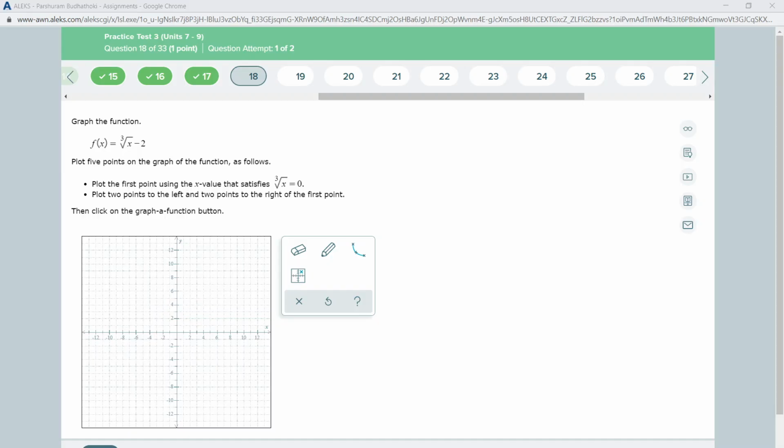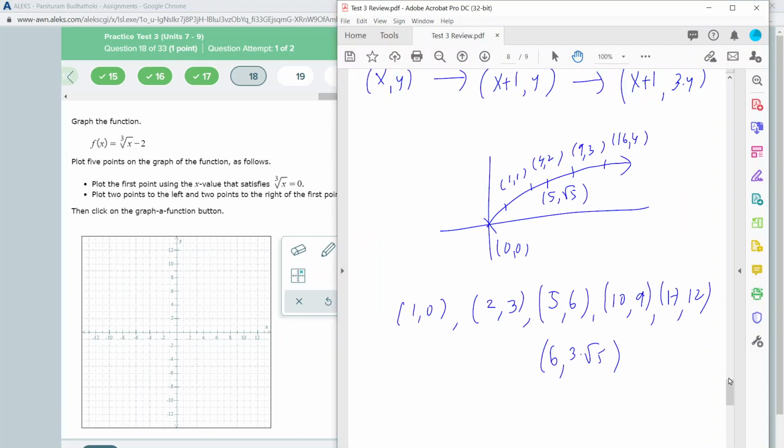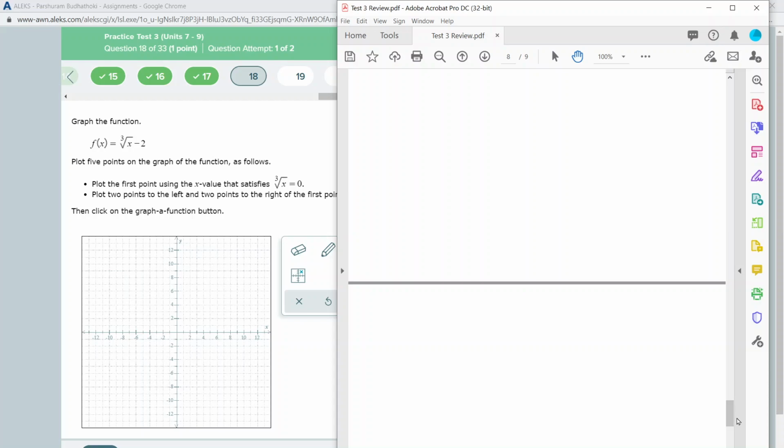Let's go to the next problem, problem 18. Problem 18 says plot the graph of the cube root function and shift it 2 units down. So you have the cube root function and shift it 2 units down. So make sure that you know the cube root function.